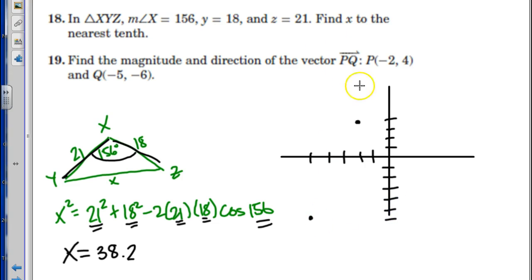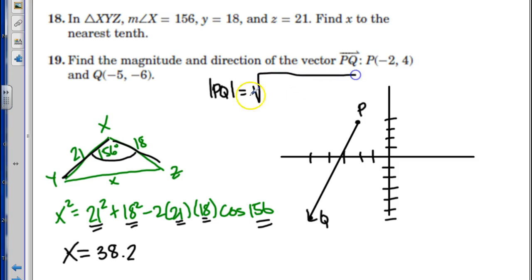All right, so my vector is coming this direction here. This is P and this is Q. So when I find the length, remember we want the distance formula, or the magnitude of this vector. It looks like this.